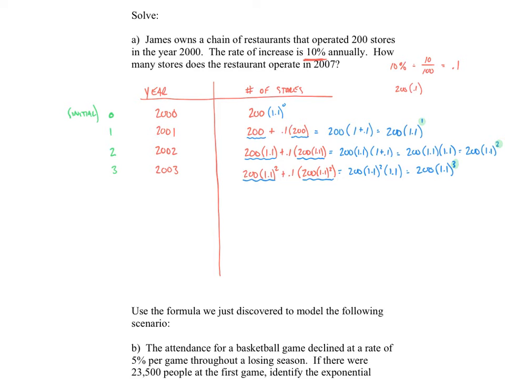So this pattern will continue until the year 2007. And in the year 2007, we can see this pattern unfolding. It's safe to say that we're going to have 200 times 1.1, and how many years has it been since 2000? Well, it'll have been 7 years since then, so it'll be 1.1 to the 7th power. And that's where that exponent comes from, right?